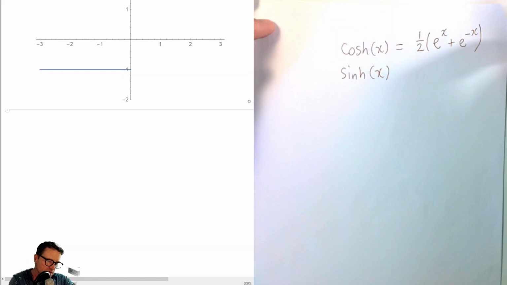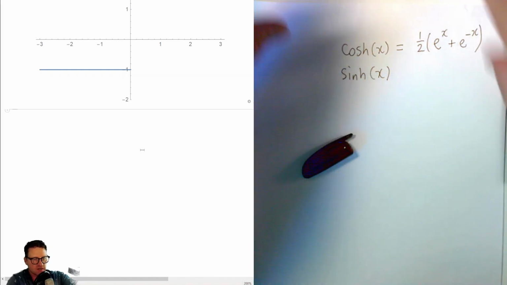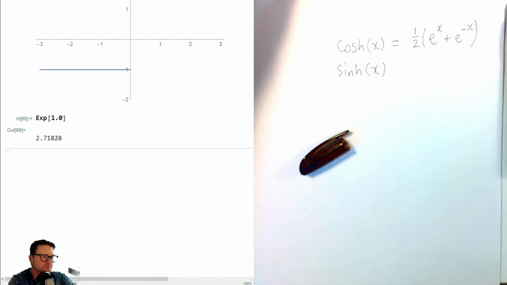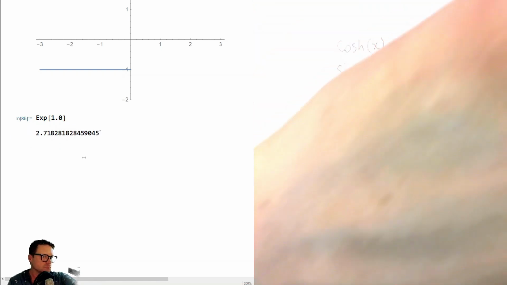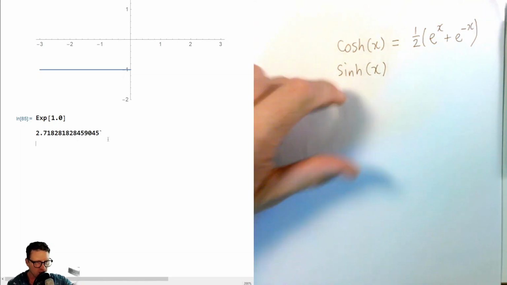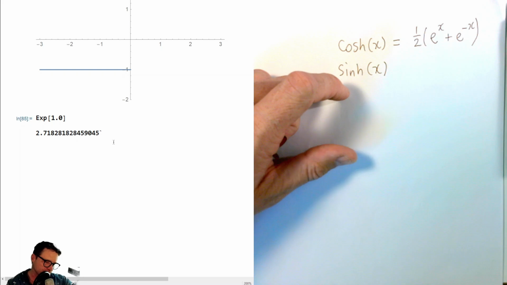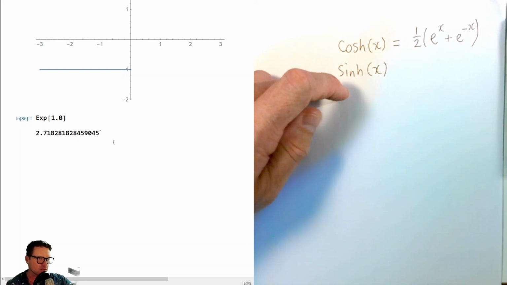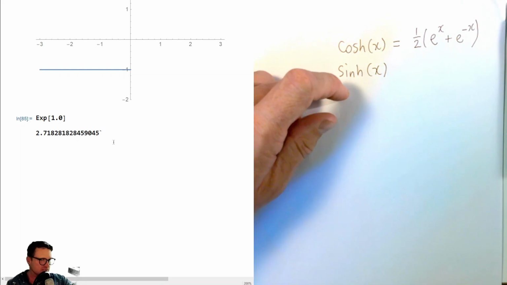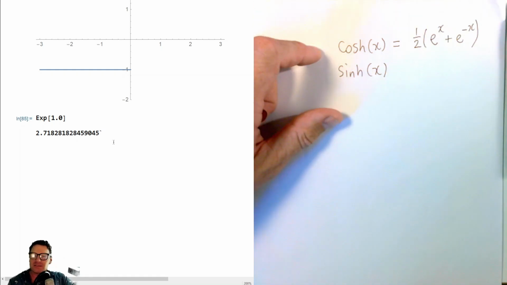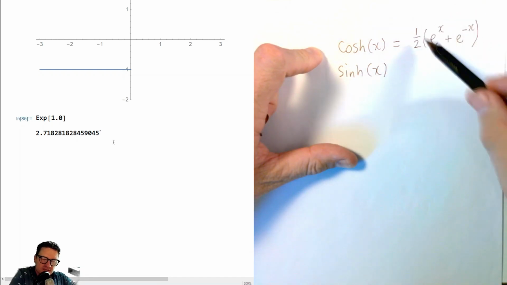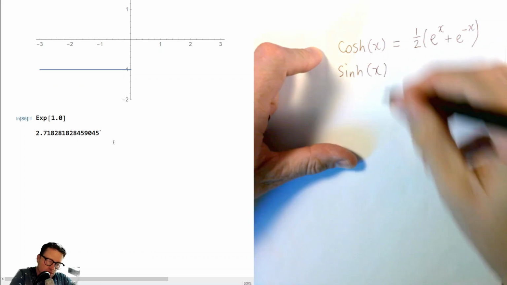Remember, e is 2.718281828 and so on. Let's just find out exactly what it is. exp of 1.0. Okay, so there's e, 2.718281828459045, and so on. So what you know about e is that it's the base of the natural logarithm, and e to the power of x has a derivative which is the same function. The derivative of e to the power of x is e to the power of x. Okay, so you see then that this is not too far beyond what you already know.